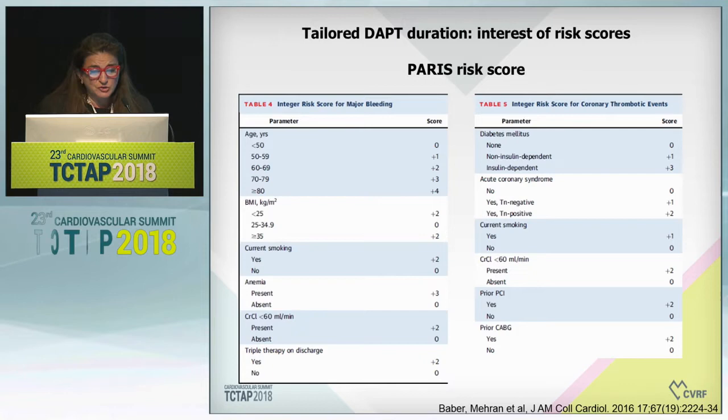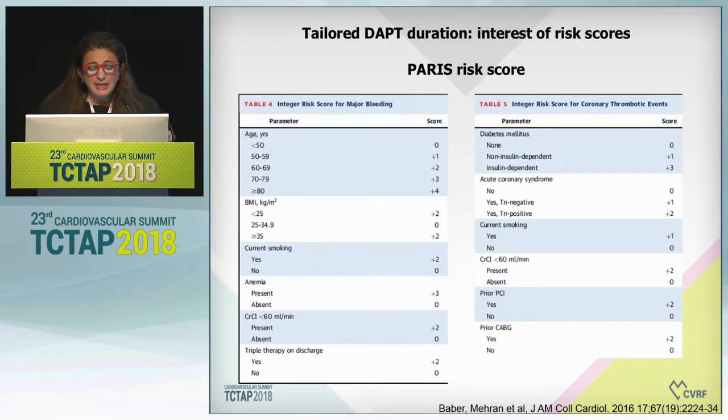Does it have to be just through a chart with our own gestalt, or can we use some of the risk scores? Well, we developed a risk score called the Paris risk score that gives you a risk for bleeding and an integer risk for thrombotic events. But smoking and chronic kidney disease are on both of these.